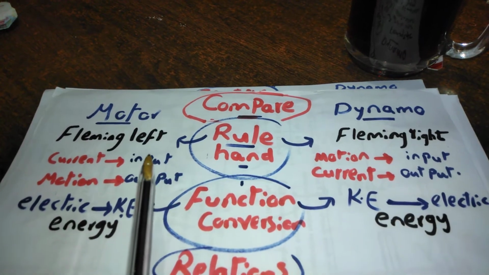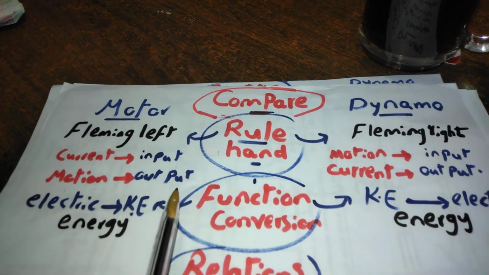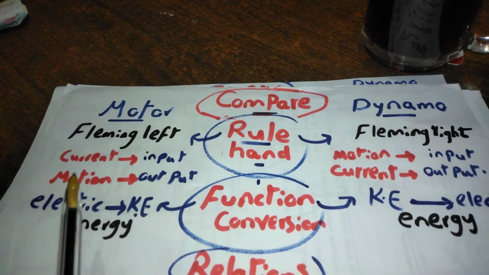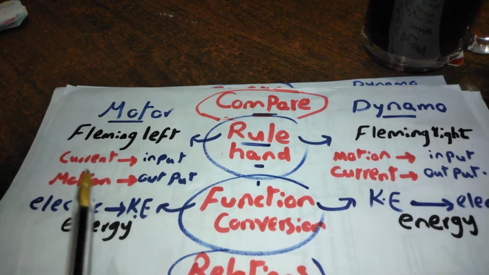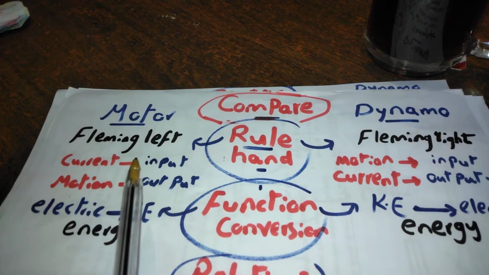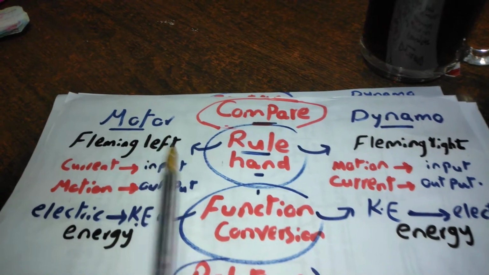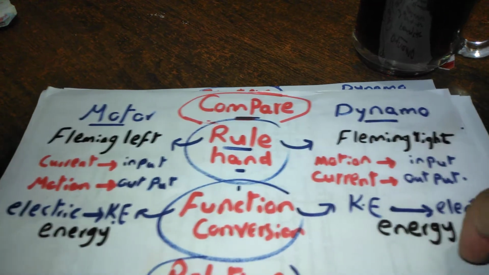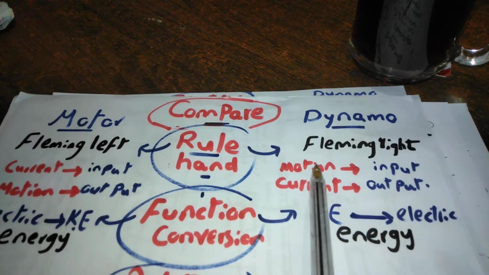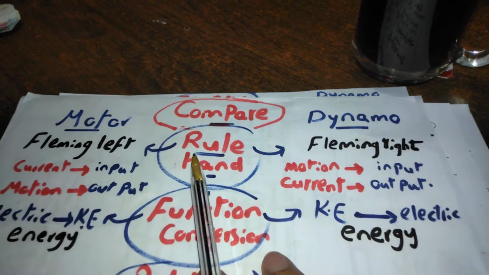In motor, the input is a current, while the output is motion. It is like a fan. When you input a current into your fan, it outputs motion. On the other hand, the input in dynamo is motion, while the output is the induced current. And it is like a turbine.